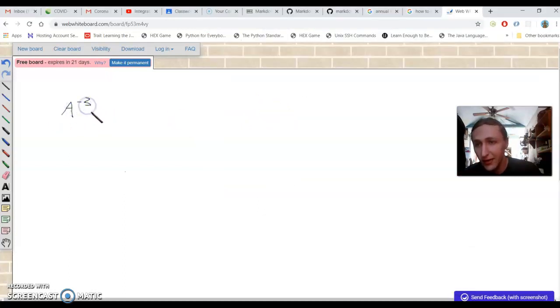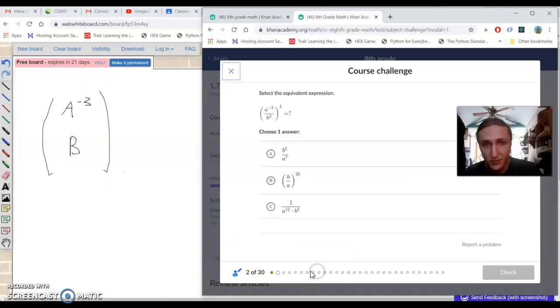I don't like this whiteboard already. I wish that I could type. A to the negative 3 over b to the, what was it? I also don't like that I'm switching between tabs.